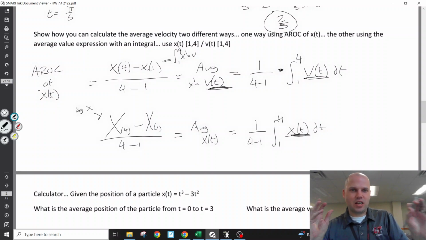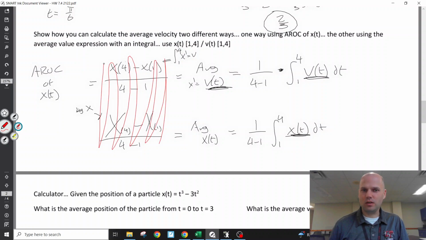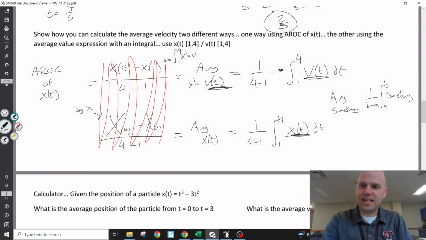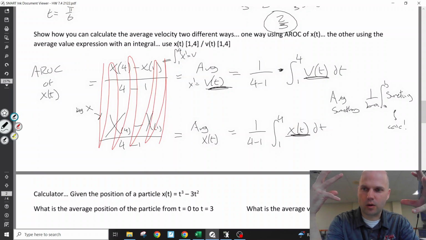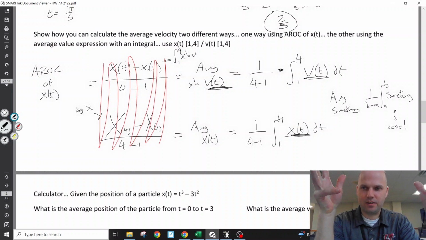A lot of people have a tough time making this connection, which is why we usually don't do this anymore. And instead, we just hold on to this understanding of average. The average of something is 1 over b minus a, integral from a to b of that something. Understanding that this can be found with a calculator quickly. The calculator can find the area quickly, but we can also find that by taking an antiderivative without a calculator.